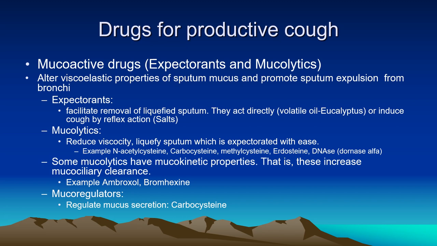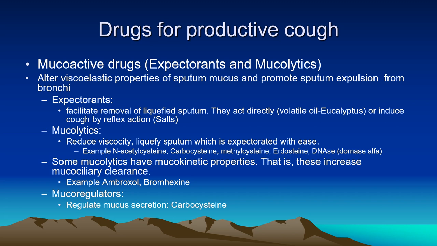However, fine details can be seen. Expectorants are those which facilitate removal of liquefied sputum. They act either directly, such as eucalyptus oil, or they induce cough when given orally by reflex action, that is called salt action from the stomach. Mucolytics are those drugs which reduce viscosity and liquefy sputum, which is expectorated by the patient with ease. Examples are N-acetylcysteine, carbocysteine, methylcysteine, aldocysteine, and Dornase alpha.